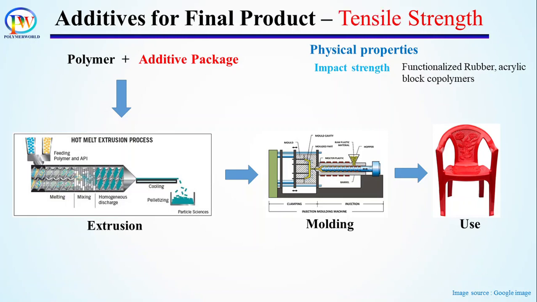Second property is tensile strength or internal strength of the material. Again, when we are sitting on a chair, we are applying a constant load on the chair. So, in absence of sufficient strength, the chair will break after some time. Therefore, reinforcing fillers are added to achieve desired strength.